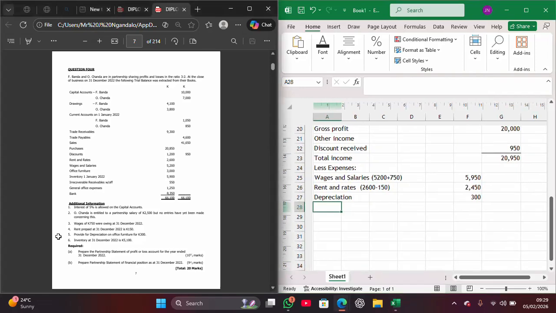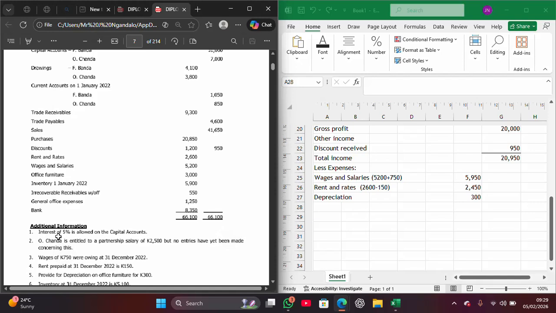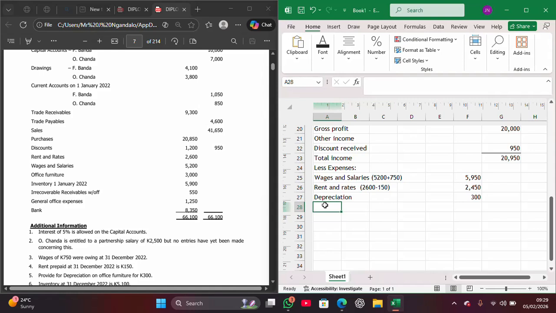So accordingly, I hope you can see. Maybe those who are going to use phones will have a challenge, but with good pixels, this should not be a challenge. So which expenses have not been accounted for? I think there's discount allowed, isn't it? Yes. General expenses. Yes. How much is the figure for discount allowed? 1, 2, isn't it? Yes.